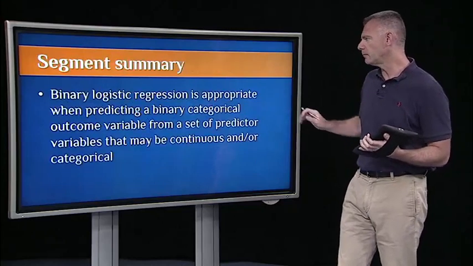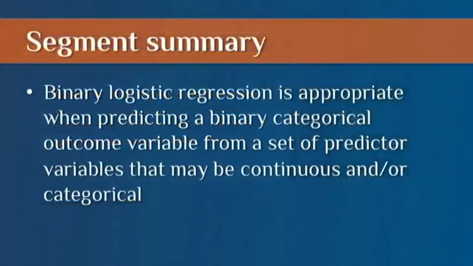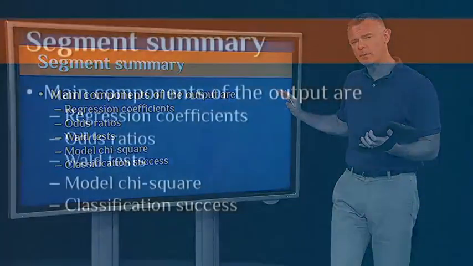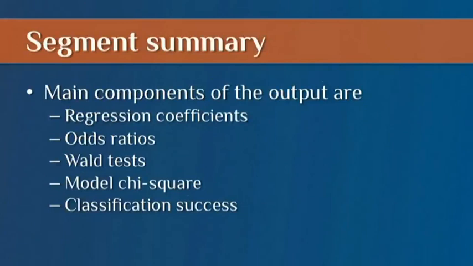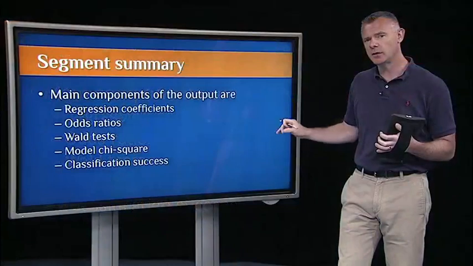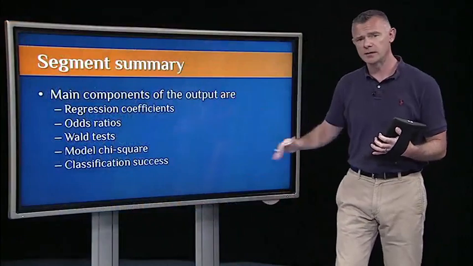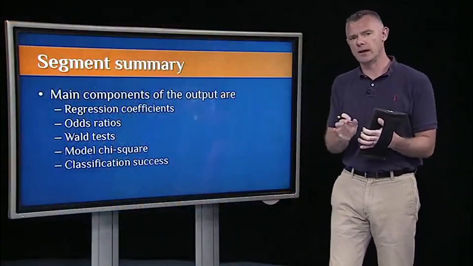So to wrap up this segment, binary logistic regression is appropriate when we're predicting a binary categorical outcome variable from a set of predictors that could be continuous and/or categorical. The main components of the output that we're going to look for that allow us to test hypotheses are regression coefficients, odds ratios, and Wald tests associated with each predictor, and model chi-square and classification success, which will be associated with the overall model. And we'll look at all of this in the next segment when we walk through an actual example.